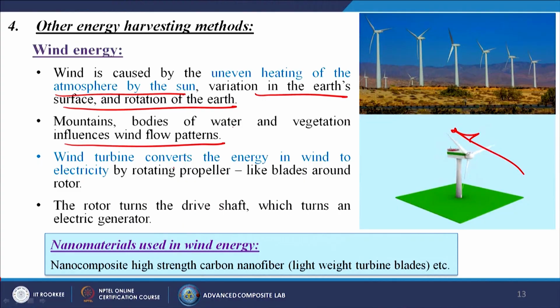A wind turbine converts the energy in wind to electricity by rotating propeller-like blades around a rotor. The rotor turns the drive shaft, which turns an electric generator. Basically, on the seaside or the mountain side there are plenty of green trees, or we may be doing farming or vegetation. Due to that, the temperature change is continuously taking place.